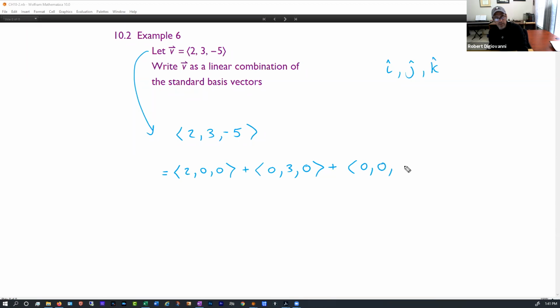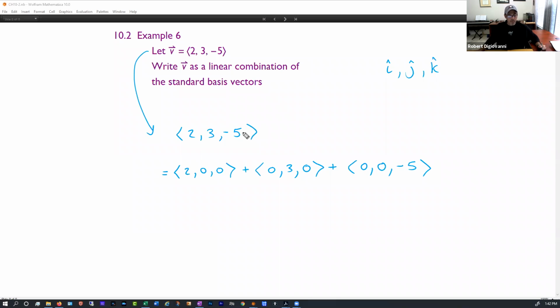So I'm asking you to not ask why I'm doing it, just answer whether or not you think this is true. Like that vector is these three added together, right? Because you just add each of the components. So 2 + 0 + 0 gives you the 2, 0 + 3 + 0 gives you the 3, 0 + 0 + -5 gives you that.